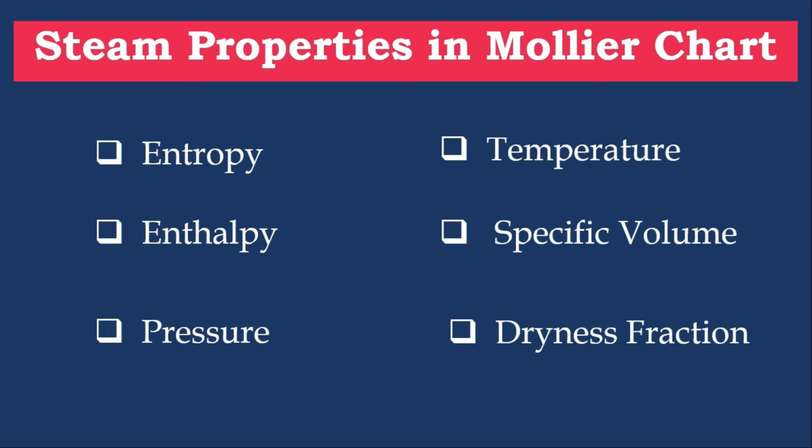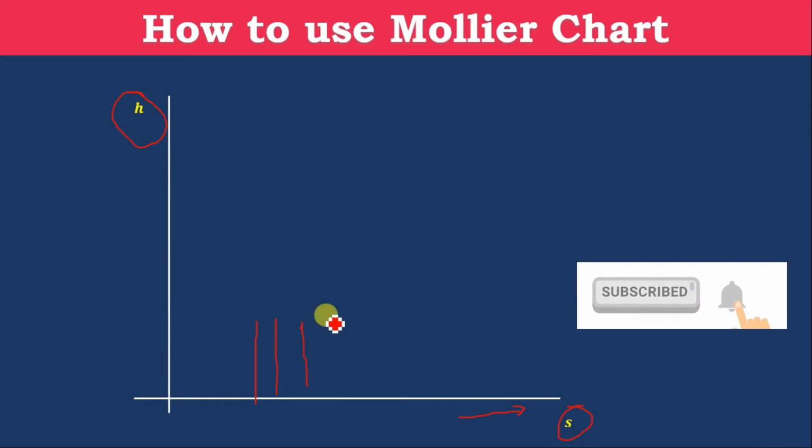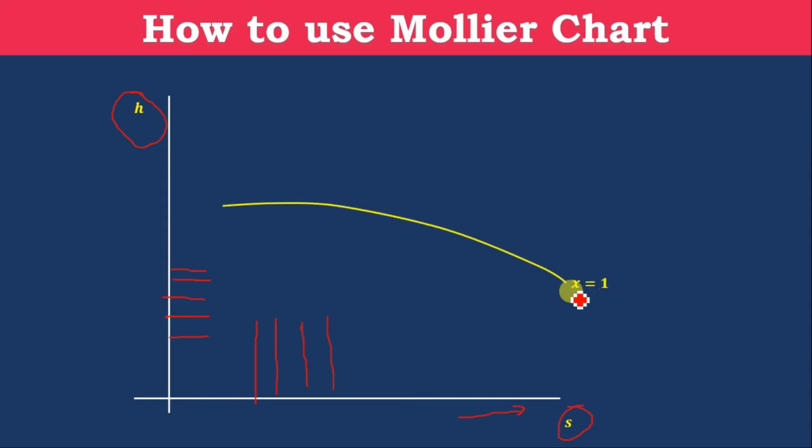Now we will discuss a schematic of the Mollier chart. In the Mollier chart, the x-axis has specific entropy, in kilojoule per kg Kelvin. The y-axis has enthalpy, in kilojoule per kg. The specific entropy lines are vertical, and specific enthalpy lines are horizontal. Here we have the saturated line, which separates superheated steam and wet steam. We call it dryness fraction equal to 1. It is the saturated line. Above it we have superheated steam and below it we have wet steam.